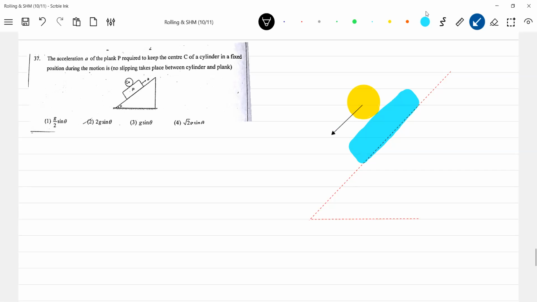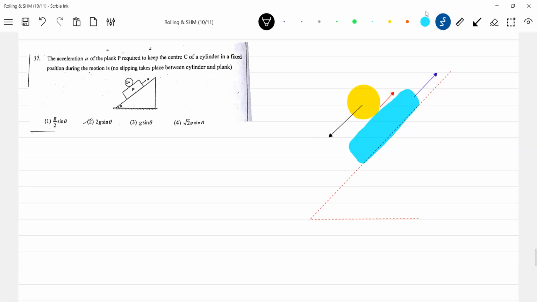The weight component is mg sin theta. The acceleration of the plank up the incline, that is A. Then the frictional force. Yeah, these are the forces that will be sufficient.